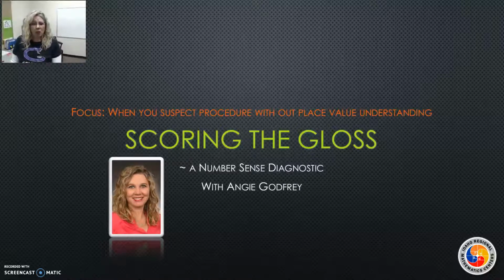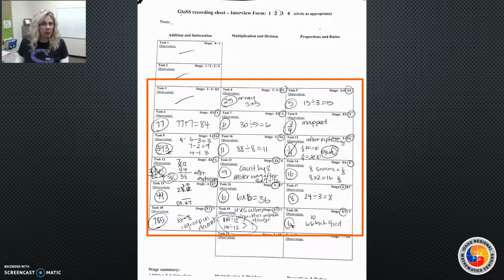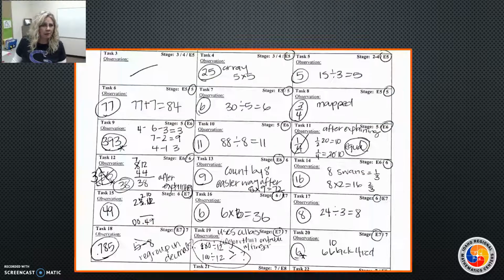The purpose of the GLOSS diagnostic is to understand how the students think about the numbers. If they're using an algorithm or a procedure, I want to make sure that I get to the heart of what they understand about those numbers and why they're doing what they're doing. This example demonstrates how to score the domains if you suspect they're using procedures without understanding why it works. So that you can see it better, I'm going to zoom in to this area right here.